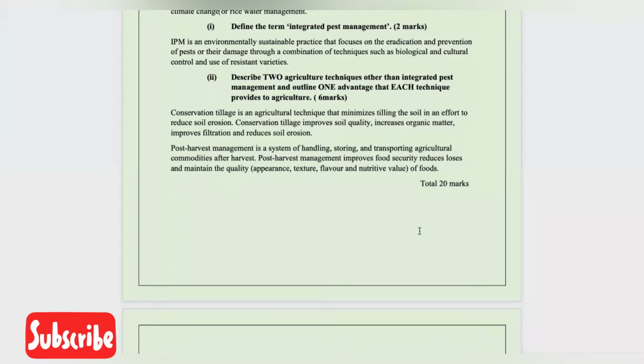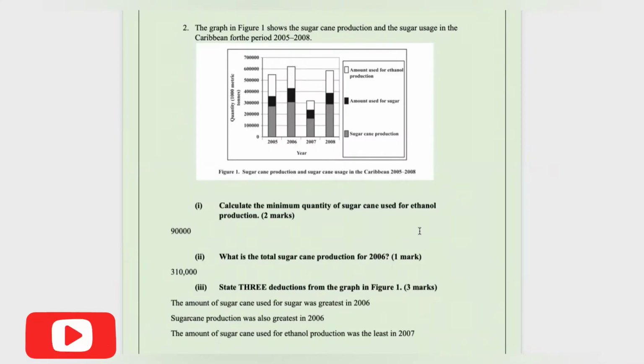of certain agricultural produce. Number 2, the graph in figure 1 shows the sugarcane production and the sugar usage in the Caribbean for the period 2005 to 2008. The first question says, calculate the minimum quantity of sugarcane used for ethanol production. This is around 9,000. And then for the total sugarcane production in 2006, this is around 310,000. And then the next question says, state 3 deductions from the graph in figure 1.